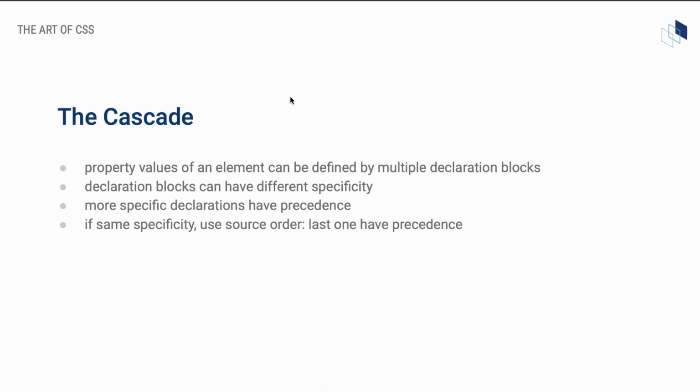So what is the cascade? The property values of an element can be defined by multiple declaration blocks. Each of those blocks can have a different specificity. The more specific it is, the higher the precedence of it. If you happen to have two blocks with the same specificity, the source order applies, where the last one has higher precedence. Those are the basic rules of the cascade.